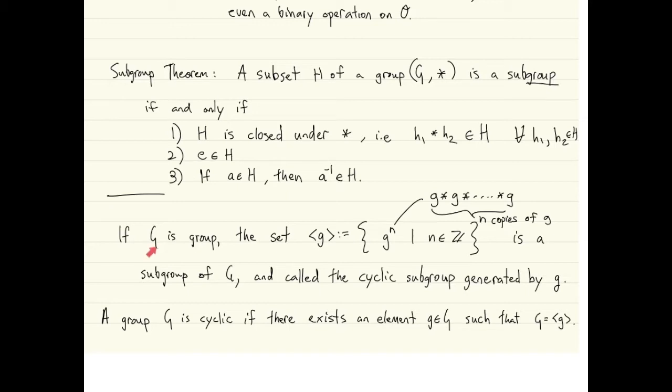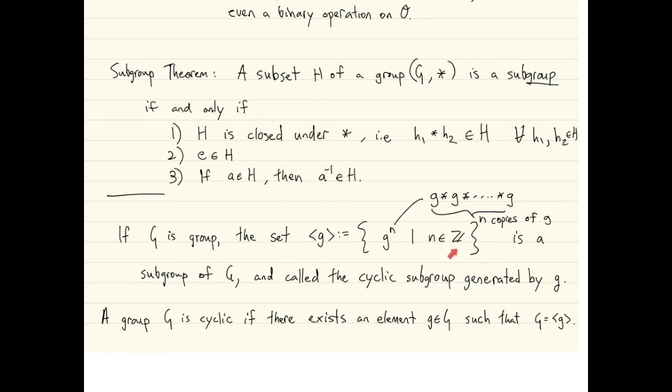Here's an example of a subgroup. If G is a group, then the set generated by g, lowercase g, where lowercase g is a fixed element of the group G, consists of all the powers, if you will, of g. In other words, by powers, I mean expressions g times g times g, where again the times is the binary operation associated with G. It could be addition in many cases, but frequently it's multiplication, and so we often just say times when referring to the binary operation.